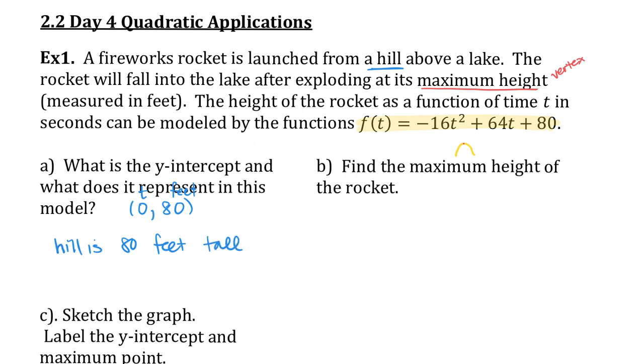Part B, find the maximum height of the rocket. Now, when they say height, they're referring to the vertex right here. So I'm going to find the vertex. What's the formula for the vertex? Oh, it's h equals negative b over 2a. Let's start by doing that, and then we'll think about if we've actually solved it. So h equals negative b divided by 2 times a.